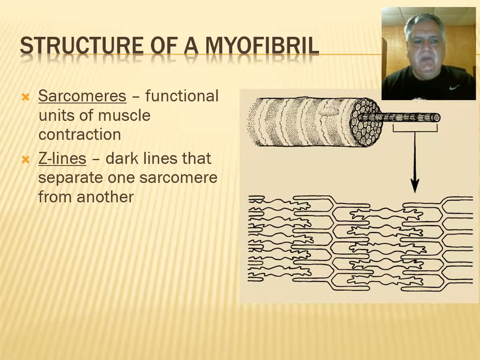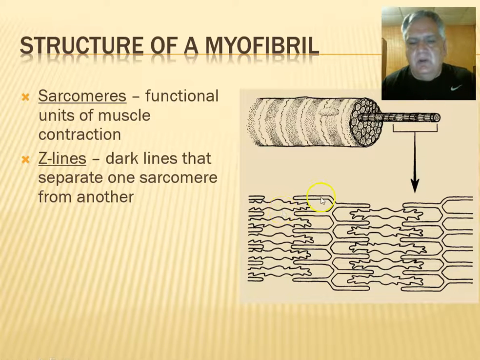Now, whenever we take a look at sarcomeres, there are many sarcomeres within the myofibril and therefore within the fiber itself. Sarcomeres are separated from one another. We can tell where one begins and the other ends by the position of what are called Z lines. These Z lines are dark lines that separate one sarcomere from another. They're called Z lines because they kind of zigzag back and forth.